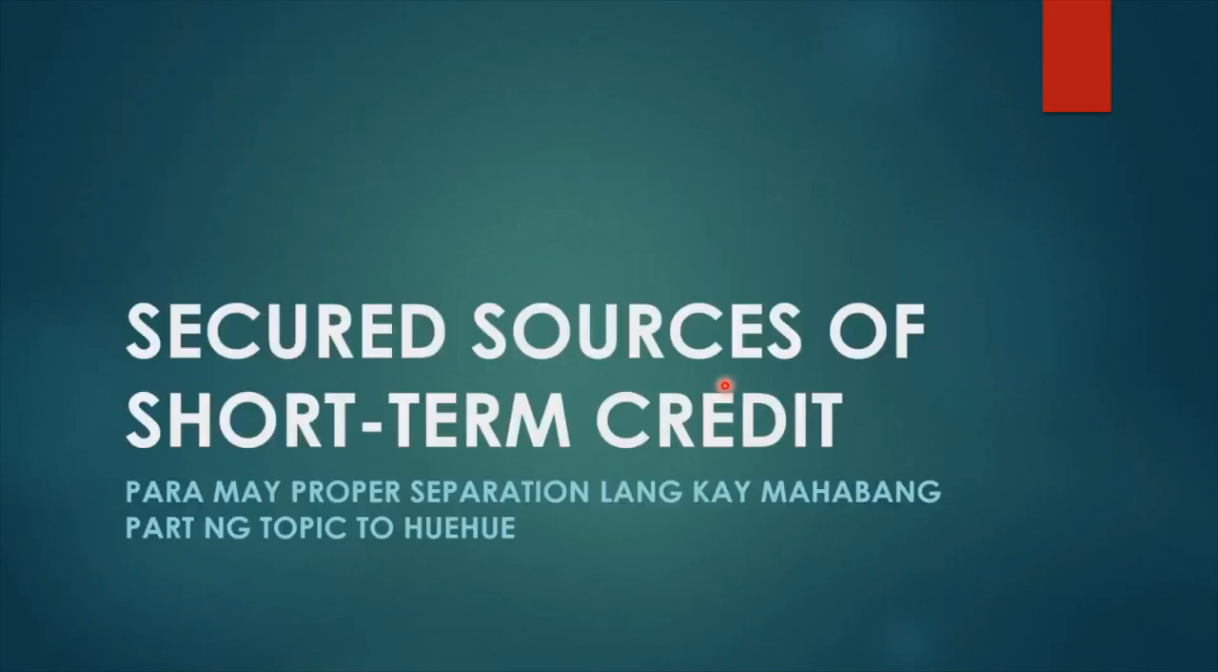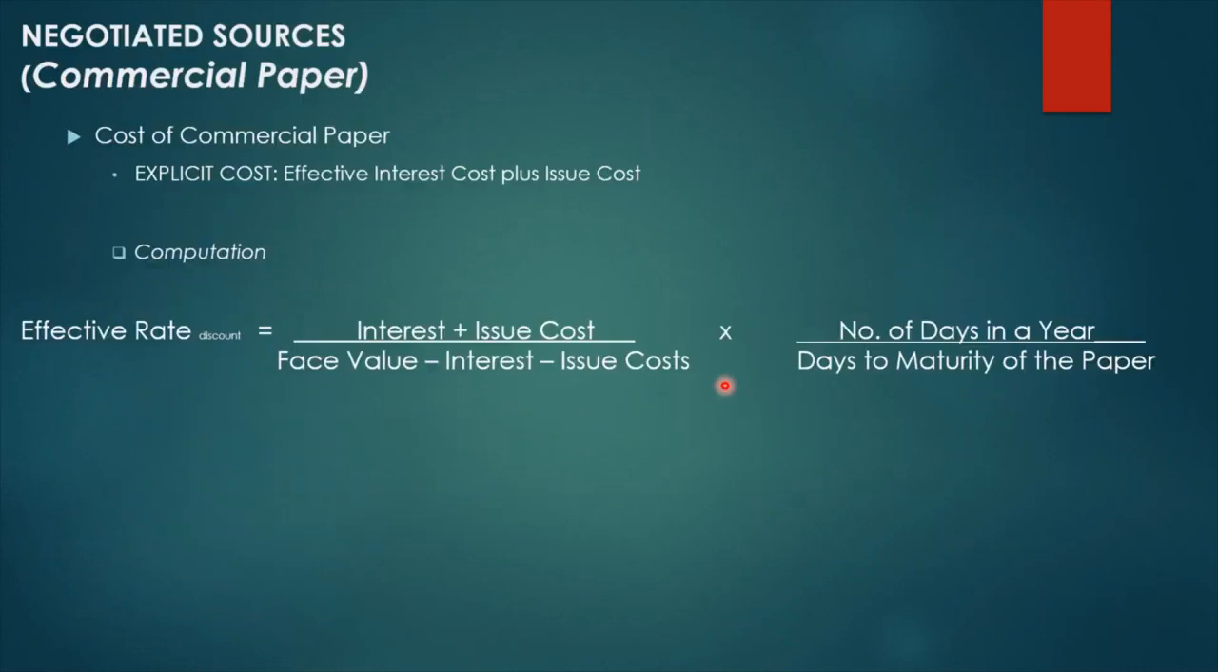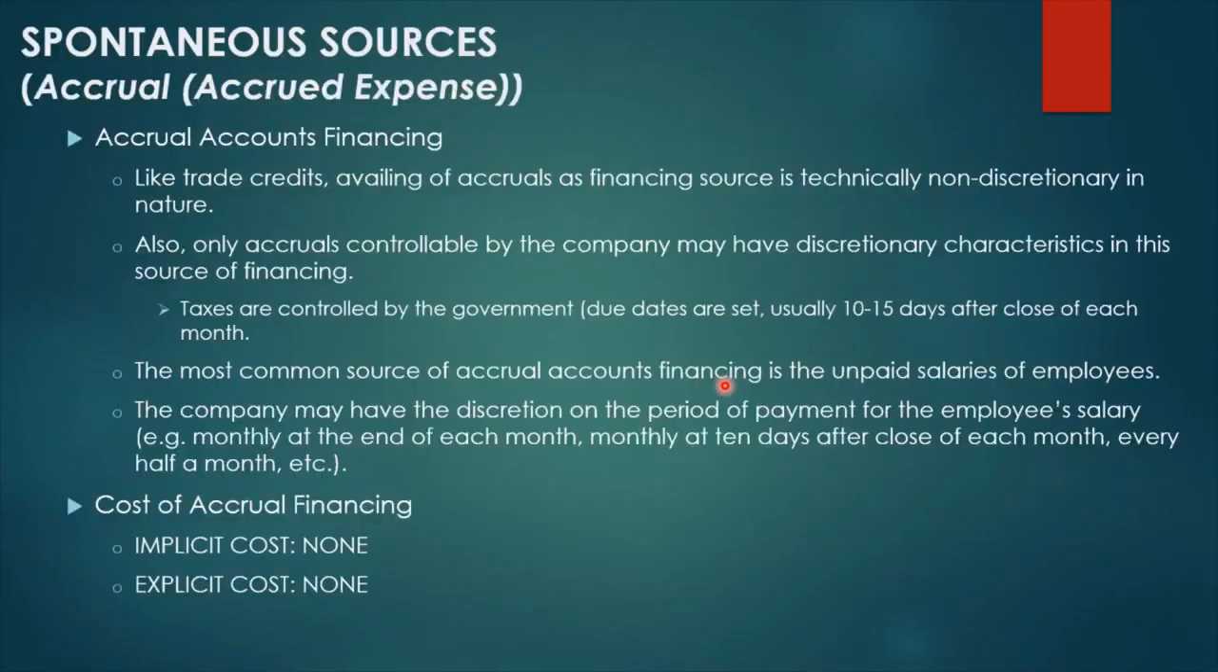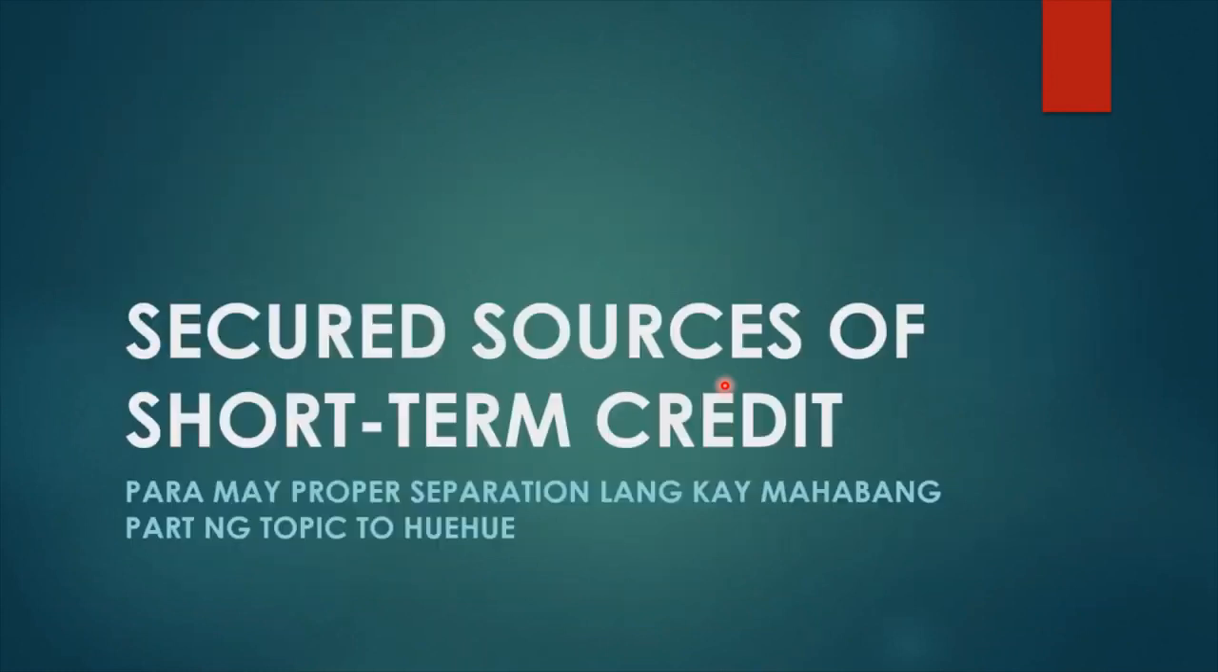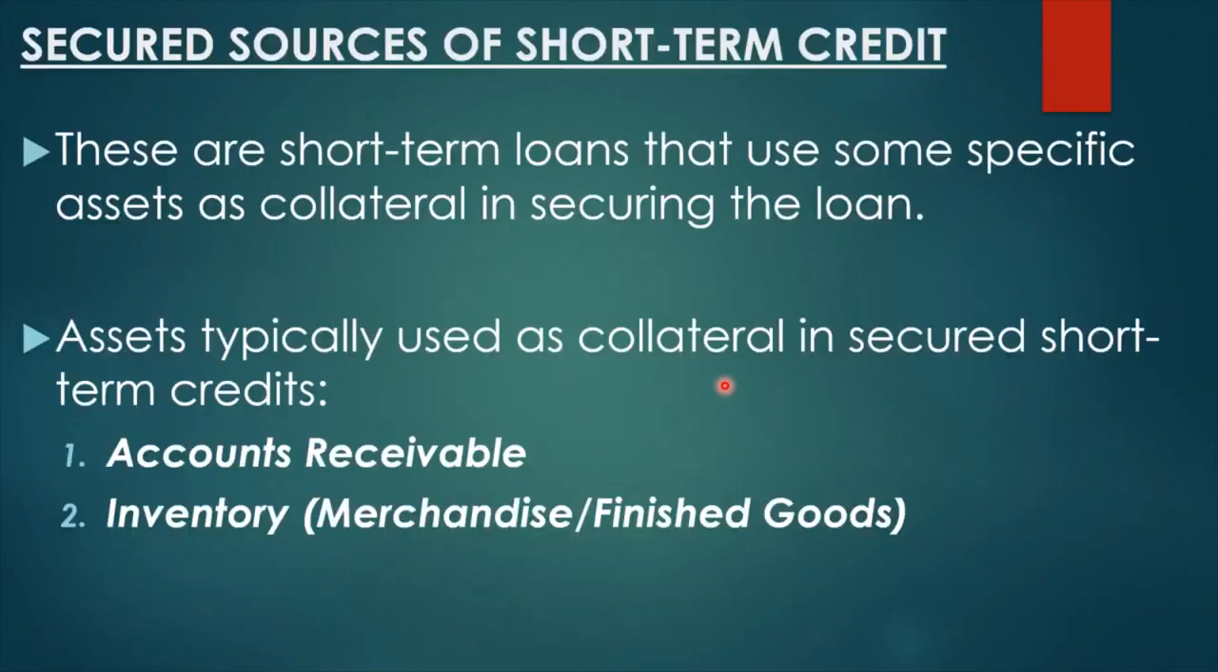Now, natapos na tayo sa unsecured sources of short-term financing. Punta naman tayo sa mga secured sources of short-term credit. Now, ano ba tong secured source of short-term credit? Well, palagay dito. These are short-term loans that use some specific assets as collateral in securing the loan. So, meaning lang yan, may mga stipulated agreement na kung saan if, for example, hindi nabayaran yung utang, yung collateral na lang ang ipapamalit doon. Doon na lang kukunin yung pambayad sa utang.